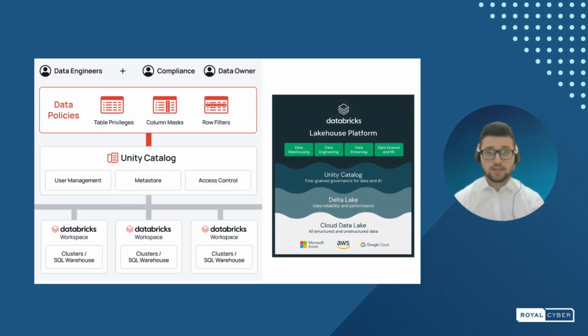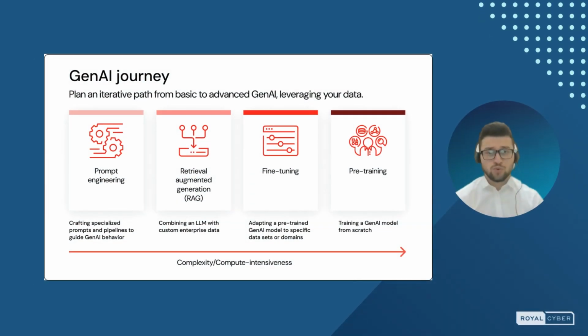Unity Catalog is a centralized metadata management system within the Databricks Lakehouse platform. It provides a unified layer for data governance, access control, lineage tracking, and discovery across diverse data assets within and beyond Databricks workspaces.